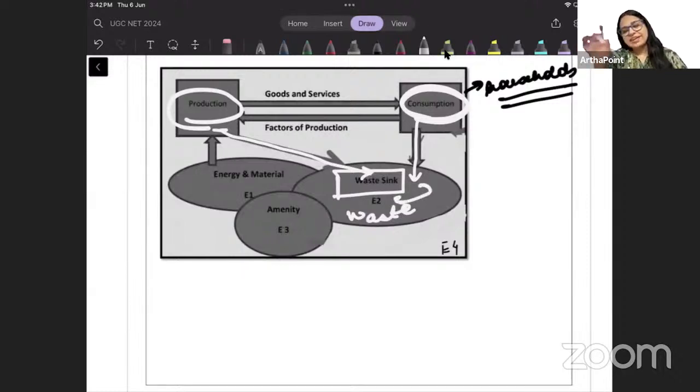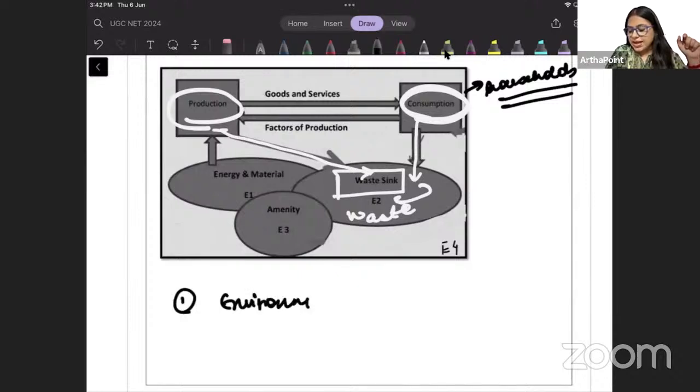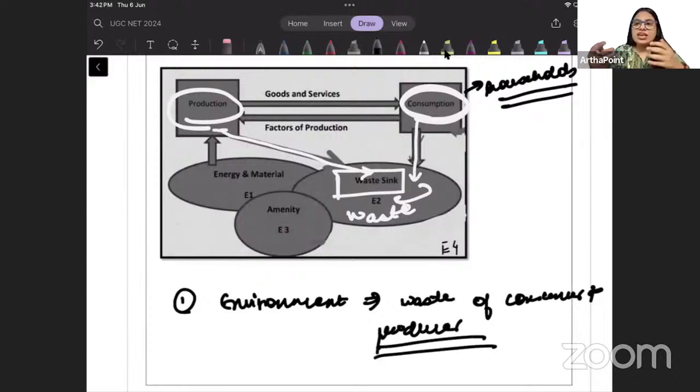बेटा इसको क्या बोल देते हैं? E2. Similarly, so this is one role of the environment. ये environment का ही एक role हो गया, that environment is taking waste of consumer and producer. Environment आपके waste को लेके उसको sink in कर रहा है. It is taking your waste and it is processing that waste, है ना? वो waste को process कर रहा है.